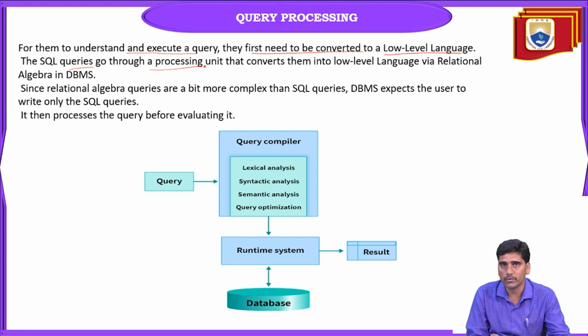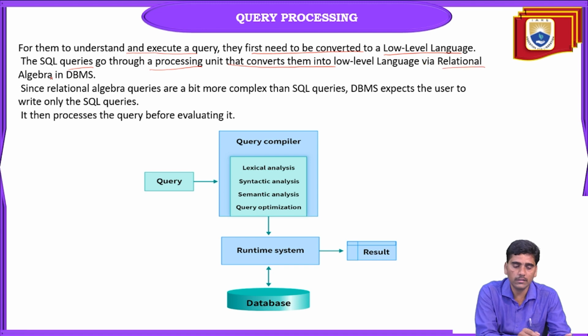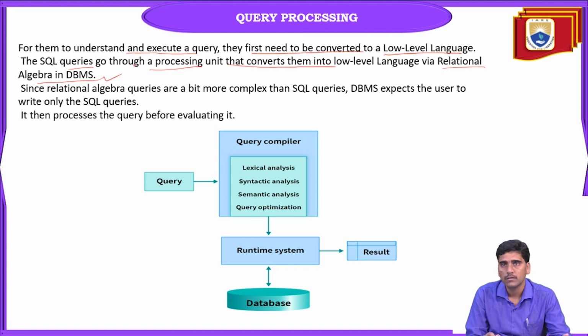So it goes through a processing unit, and that converts them into low level language via relational algebra in DBMS. It converts that high level language into low level language because the system does not understand high level language. So the query the user writes is to be understood by the compiler in the low level language, via relational algebra.